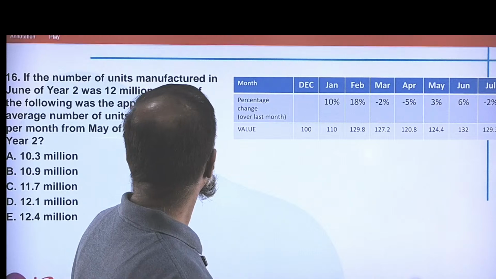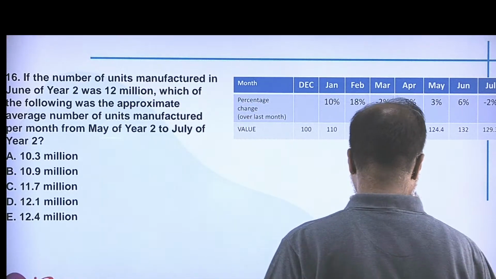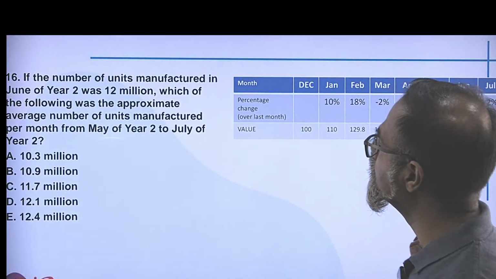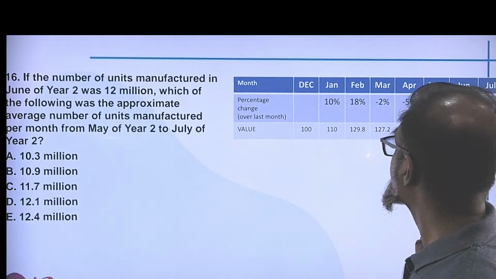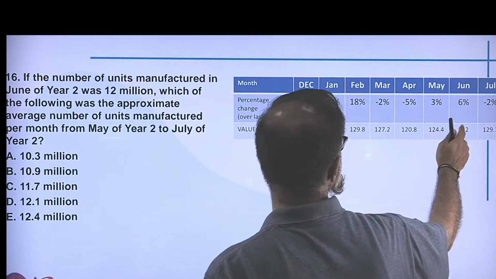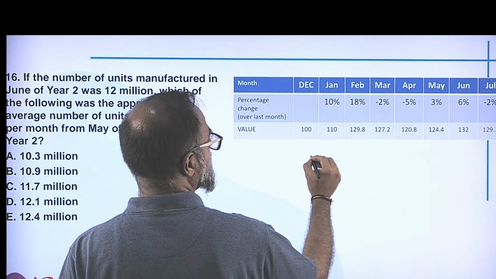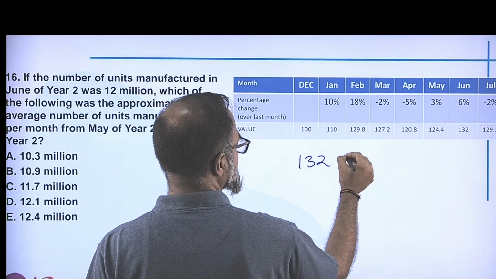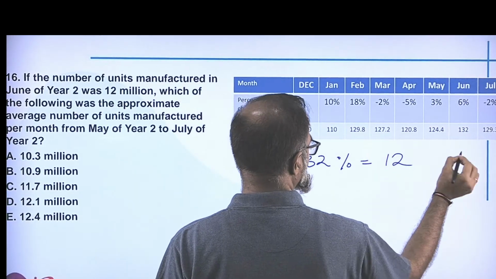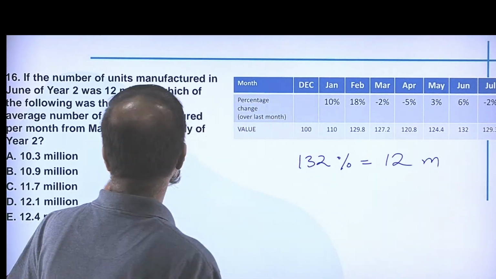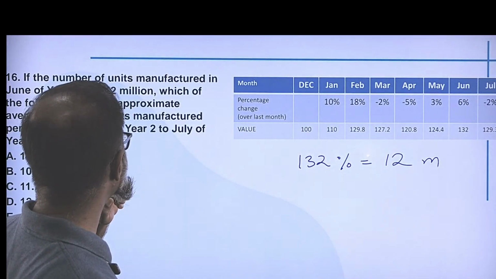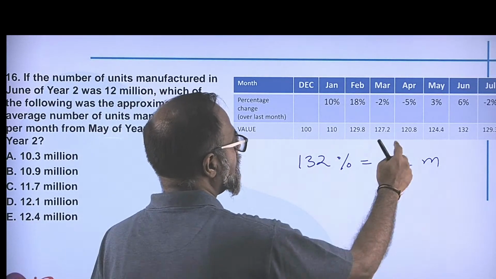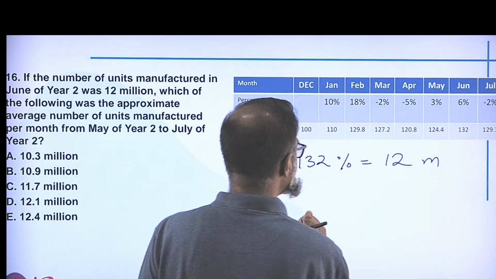Okay. It says the number of units manufactured in June was 12 million. So 132% was equal to 12 million. Which of the following was the approximate average number of units manufactured per month from May to July? So I need the approximate average of these 3, right?